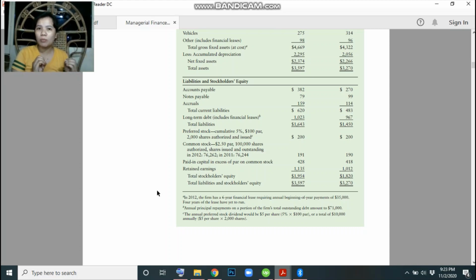Nganong gi-retain man to ma'am? Nganong wala man siya gihatag sa stockholders? Kaya syempre, gamiton to para pa-rolling na po. Para gamiton para padayon ang operation sa company.